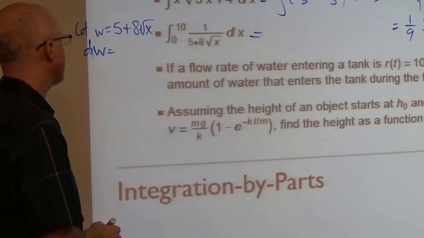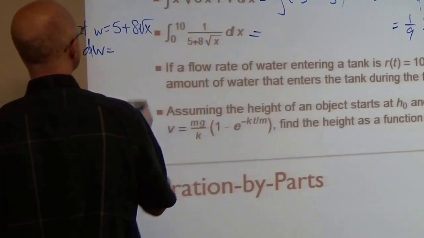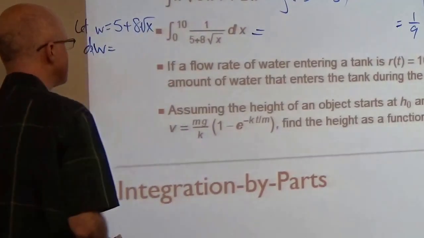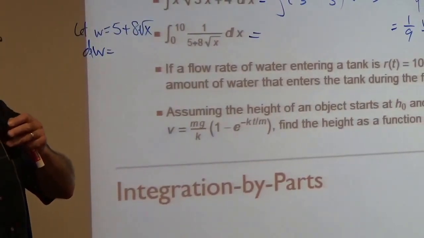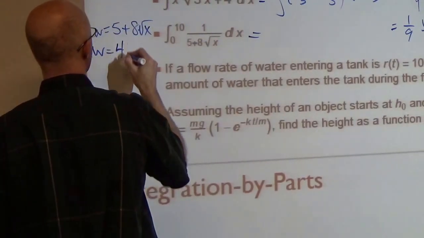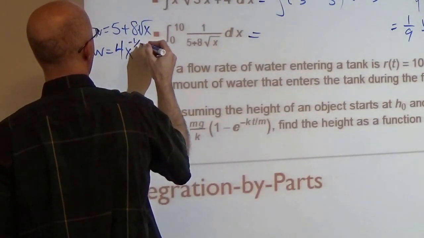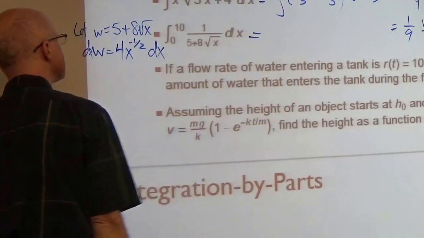If W is 5 plus 8 square root of x, dW is going to be, well, square root of x is x to the 1/2, bring the 1/2 in front. 8 times 1/2 is 4. x to the negative 1/2. Don't forget the dx.